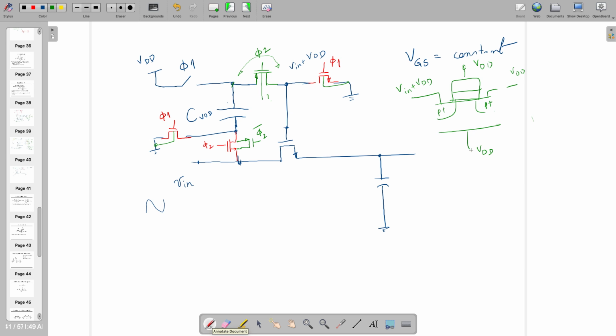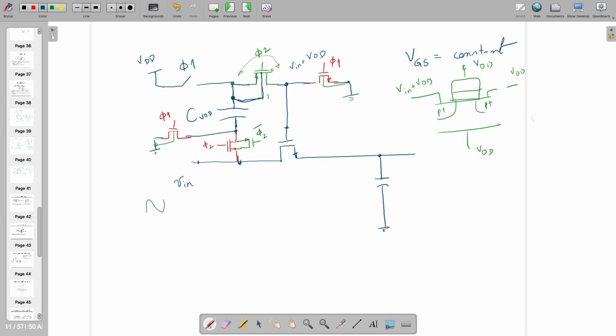So in that case, you need to change the supply. Maybe you can connect these two here, just to make sure that you can transfer Vin plus VDD, right? So in general, in digital design, we don't do such a thing, but in analog circuits, in many places we are doing this.